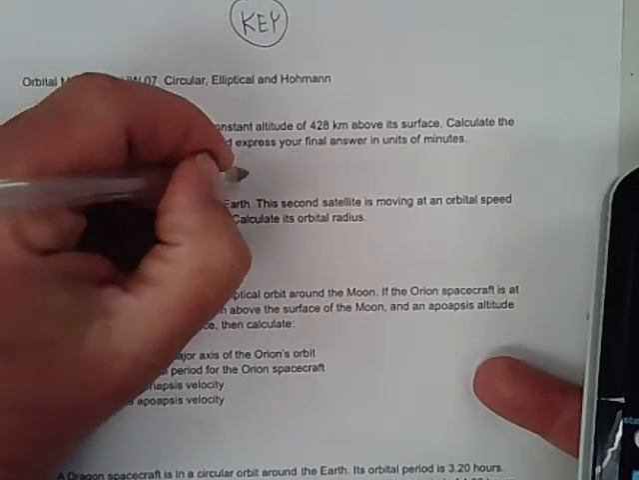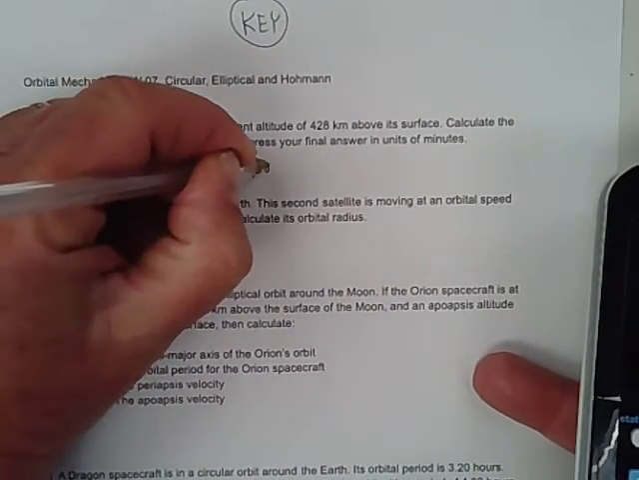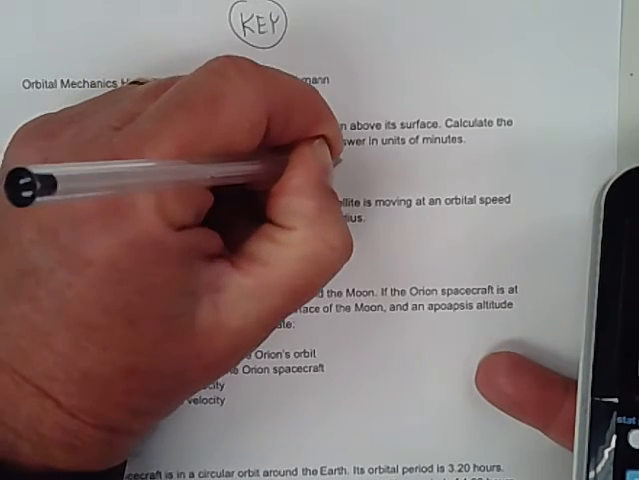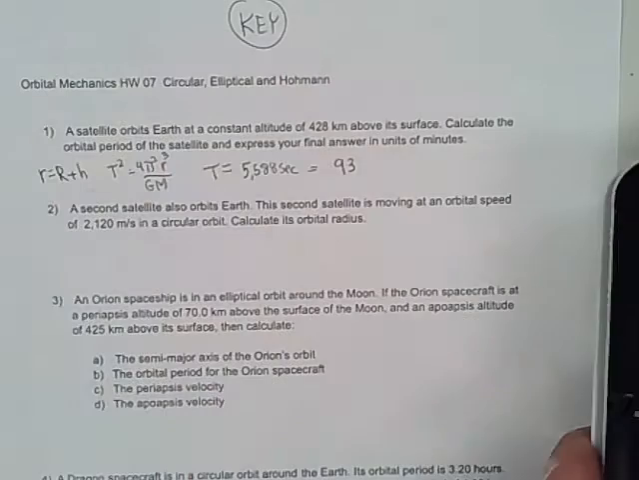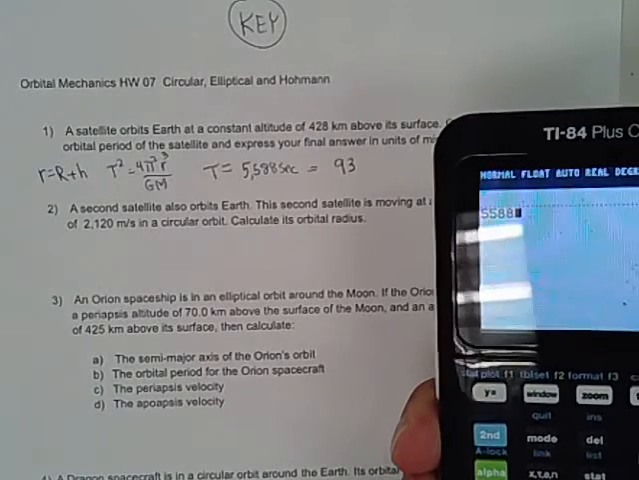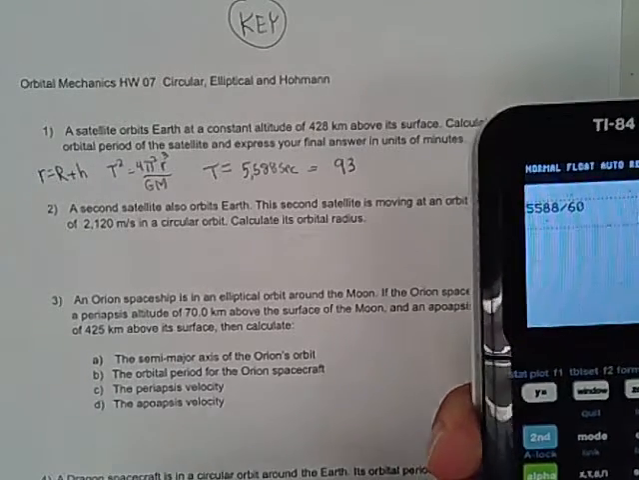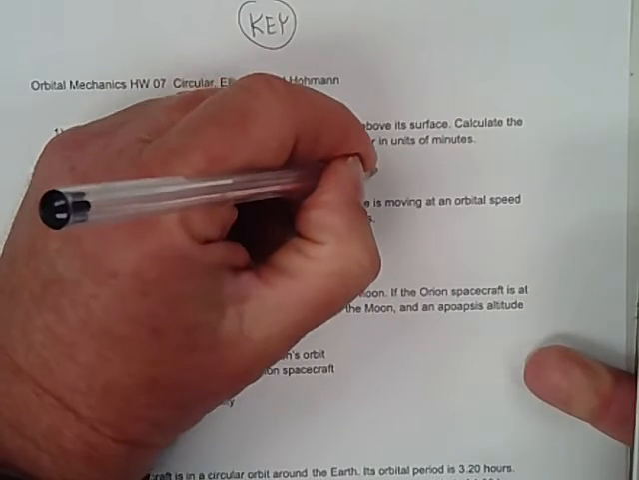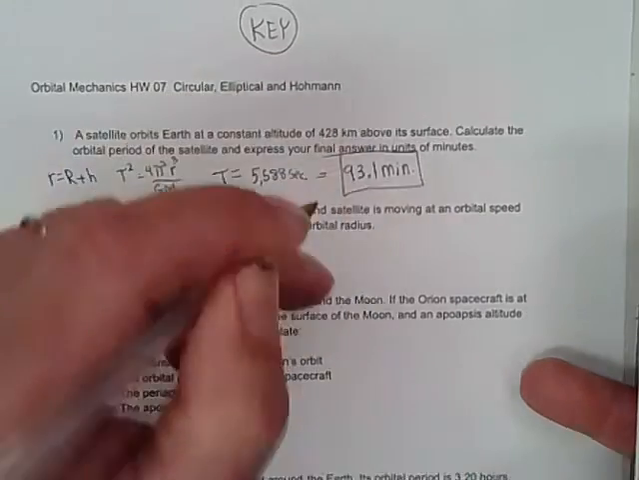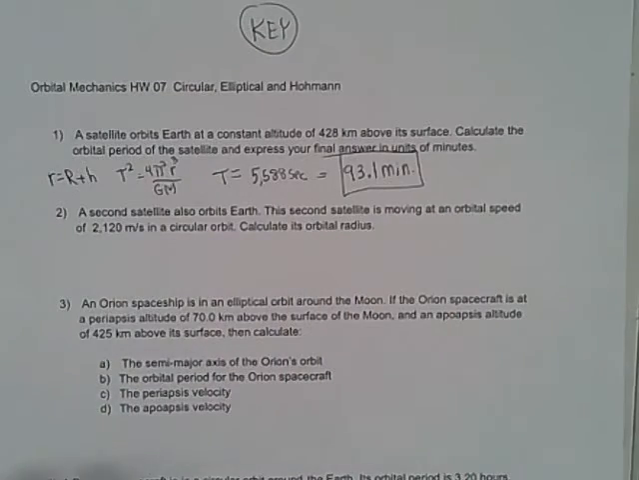Or if you like, it's 5,588 seconds, but in minutes, that's 93. Now, what I could do is actually quit this and ask, what is 5,588 divided by 60? And it says 93.1 minutes. Ta-da! So there is the answer to number 1.